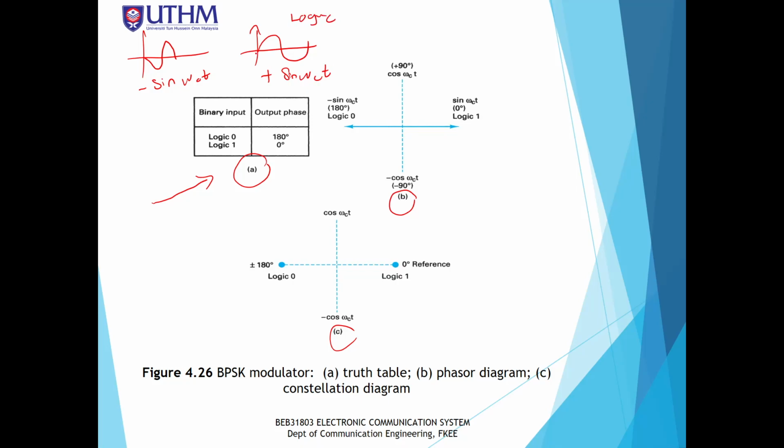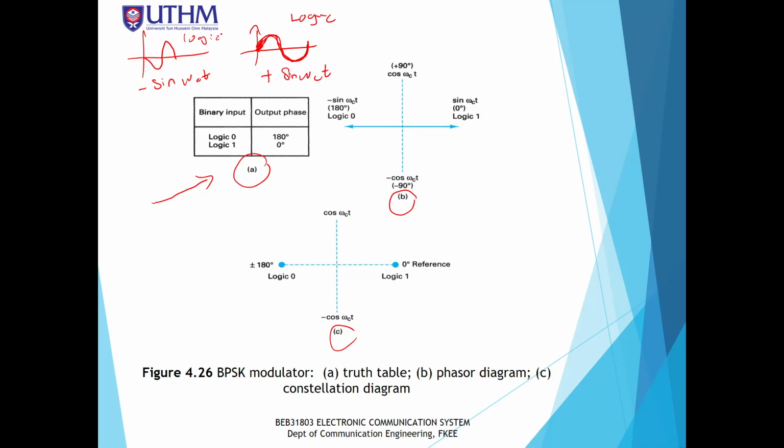for positive sign, there's no change for the phase. So the sine wave follows the phase of the sine wave. There's no difference, it starts from 0. The output phase difference is 0 degree, because we start from 0 degree until 360. Okay, and different from the negative sign for the logic 0.